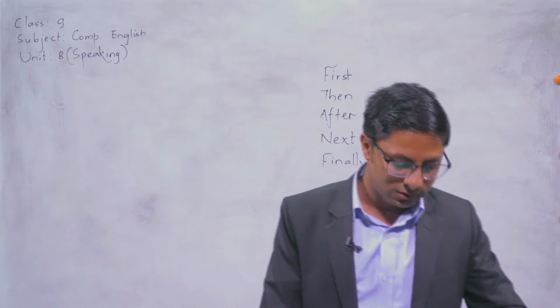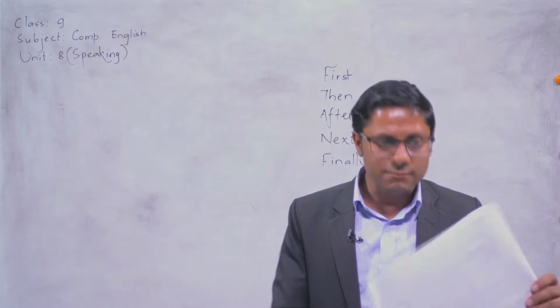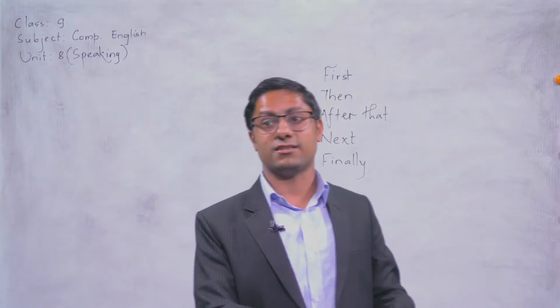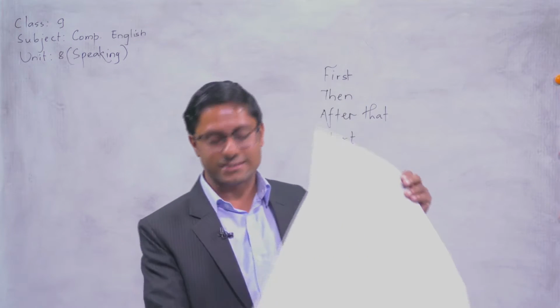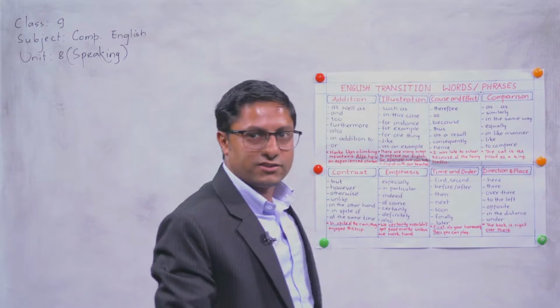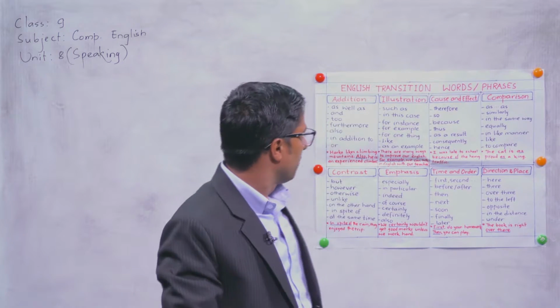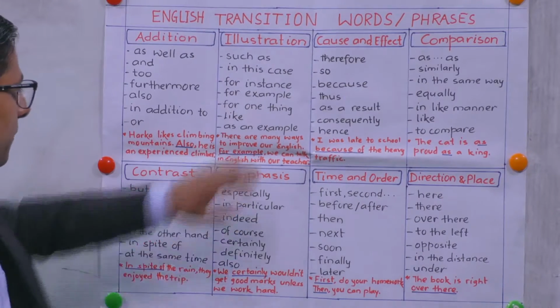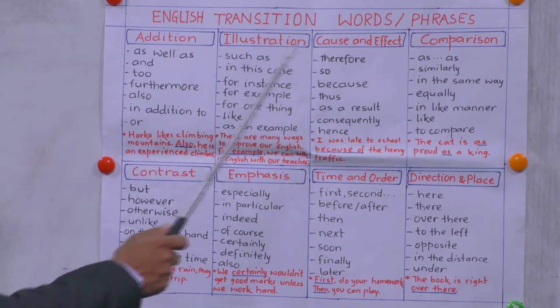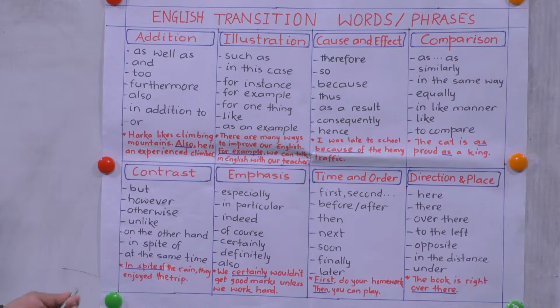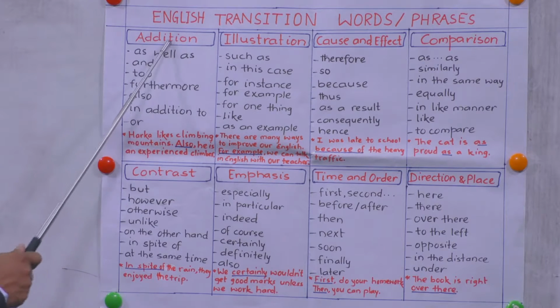I'll show you on the chart what the different types of transitional words can be and what kind of connection or linkage they show. Okay, dear students, please look at the chart I have presented here. See, this chart shows you the different types of transition words and phrases and for what purpose they are used. See, the first one you can see here.